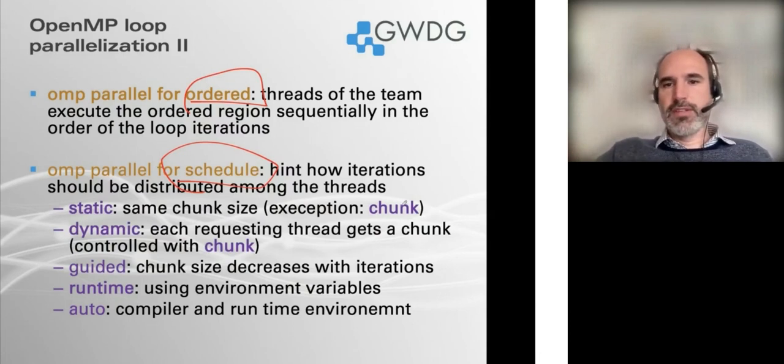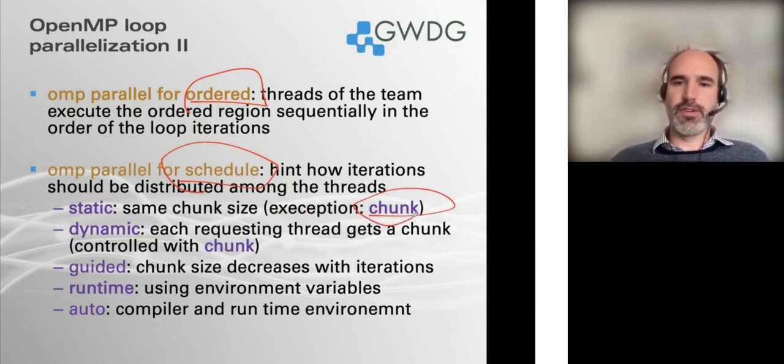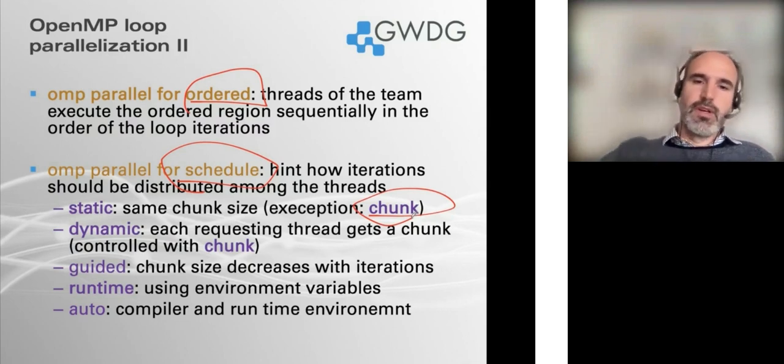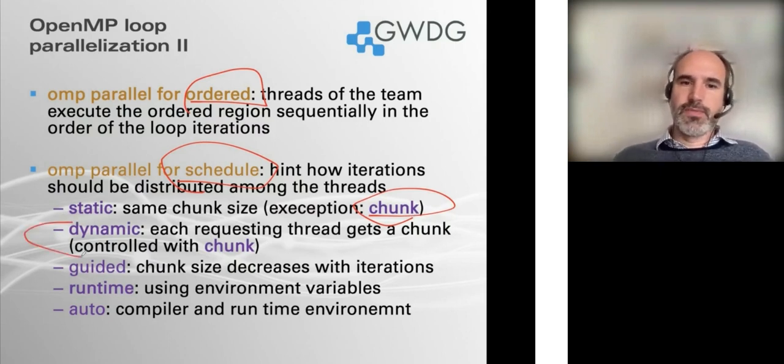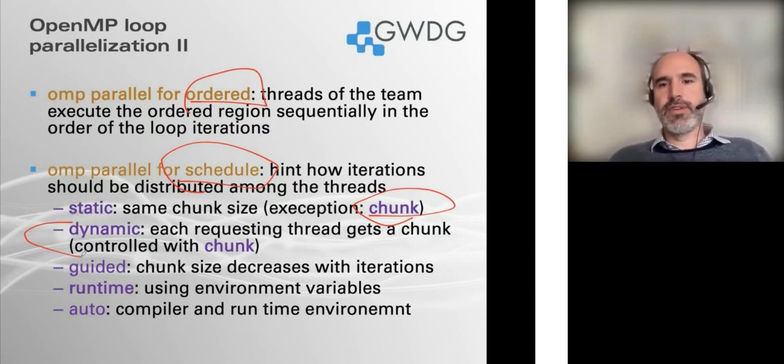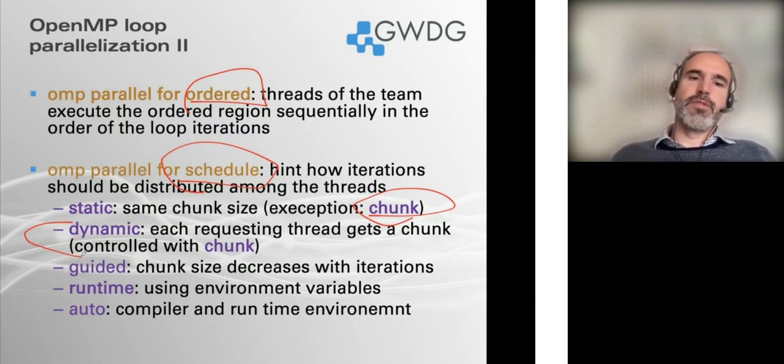You can control the chunk size if you put the keyword chunk after static with a given integer number, specifying how large the chunk is. I'm not sure if you have an example in the exercise, but I think it's not important to play with today. So interesting is the dynamic part, in which each requesting thread gets a chunk. Again, here you can control the chunk size, but the order is more random. So whenever the thread is done, it will get the next chunk.